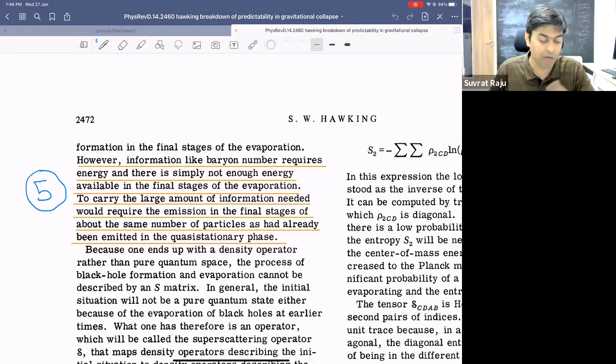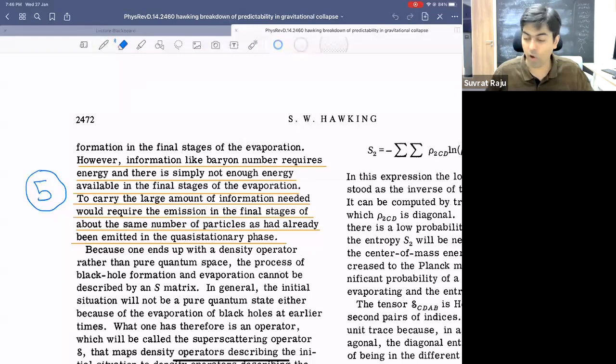And if you started with an arbitrarily large black hole, it would have had a lot of information to start with. This information you just cannot store with whatever energy you have in the end, because that energy is fixed by the point at which the computation breaks down. That computation breaks down when strong quantum gravity effects become important, and that doesn't depend on the initial mass or energy of the black hole. So Hawking's point is that to carry the same information that you had initially, you'd require the same number of particles as have been emitted in this quasi-stationary phase, as we discussed, but you don't have so many particles at hand, and therefore you cannot have this much information left in the black hole in the end.